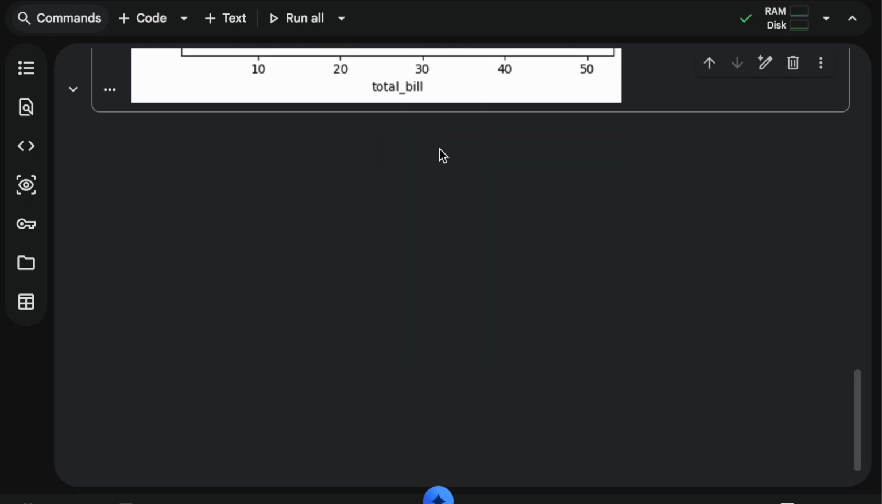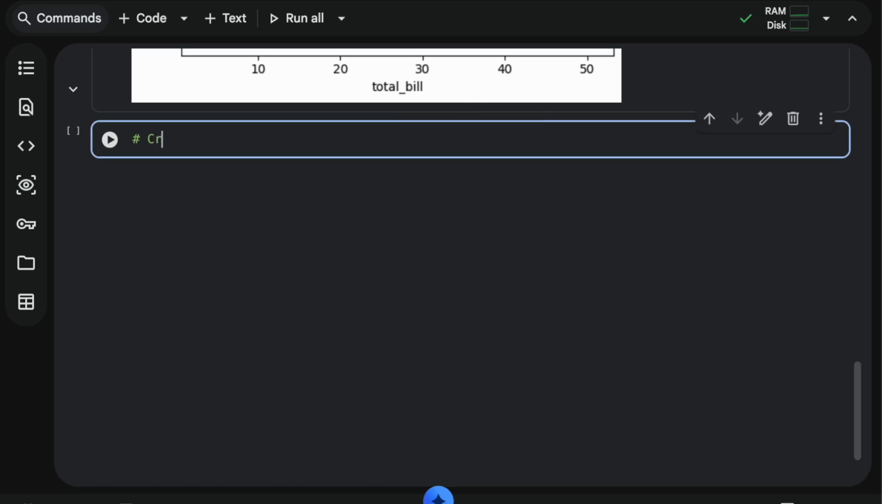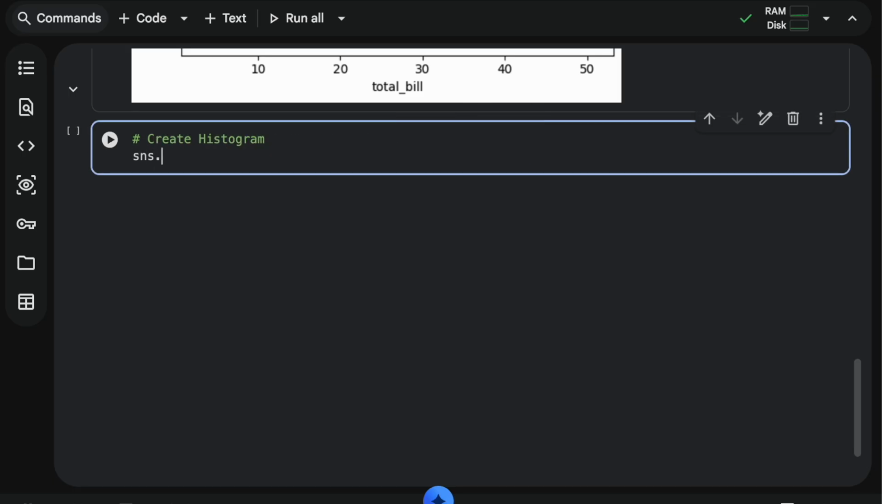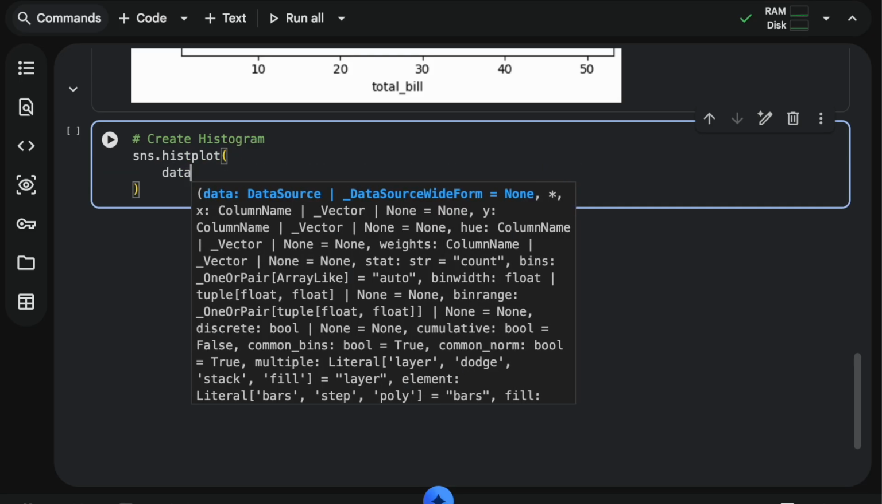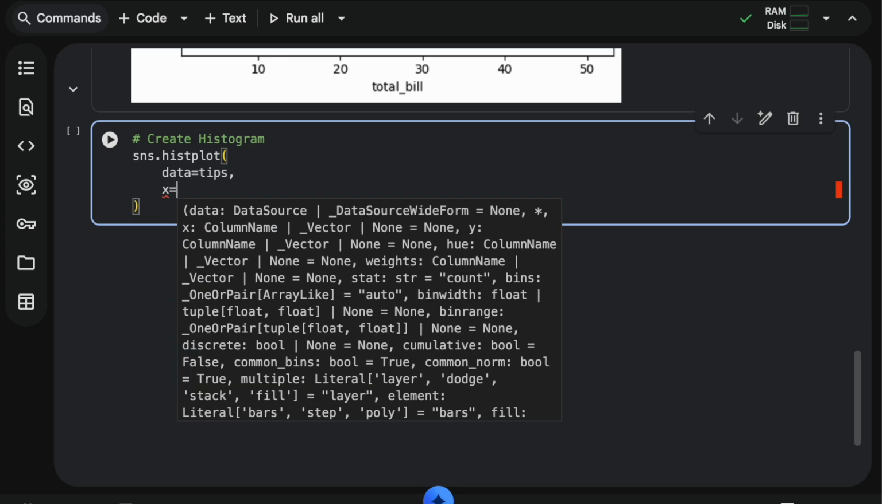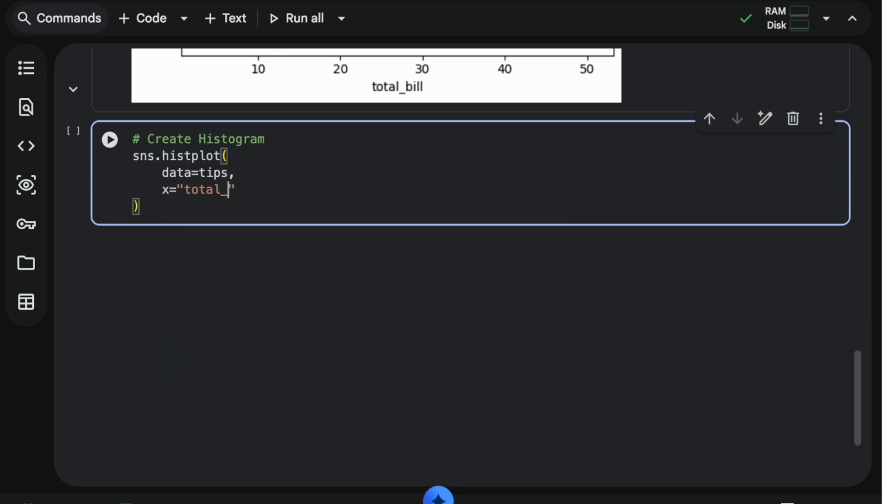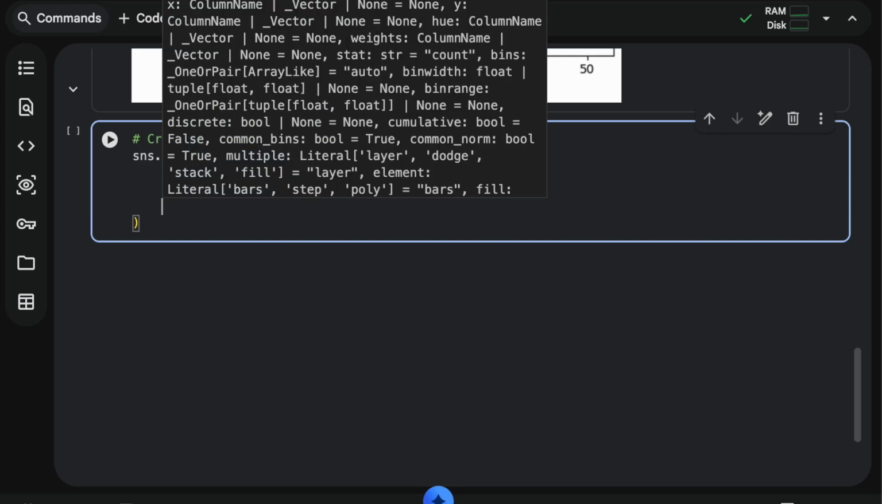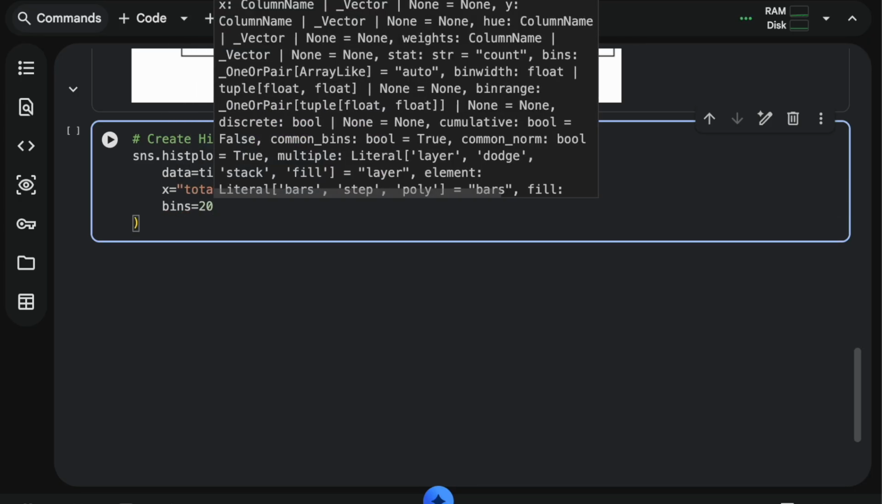Next, let's create a histogram to visualize the distribution of total bills in the dataset. Histograms are useful for seeing how data is spread across different ranges. We will use Seaborn's histplot function and set the number of bins to 20, which divides the range of total bills into 20 equal intervals. Each bar in the histogram will show how many bills fall into that specific range.